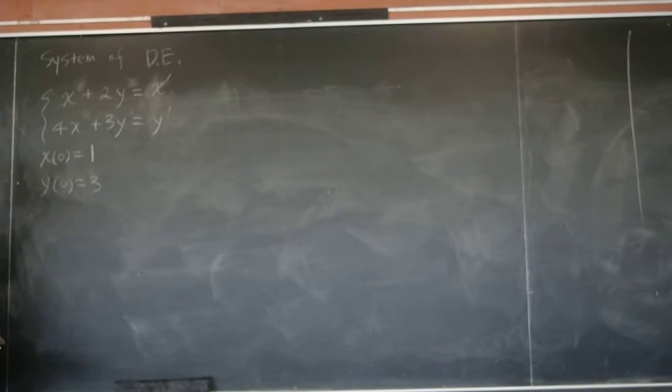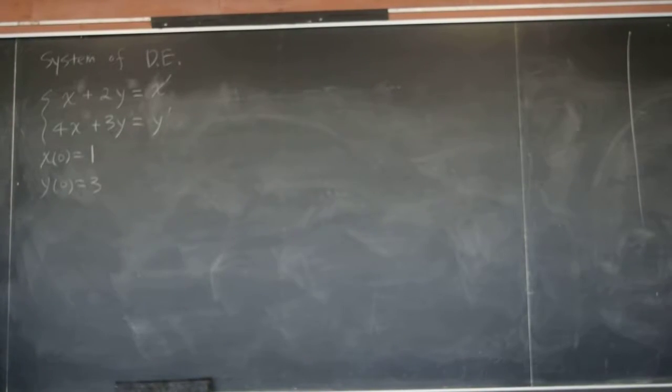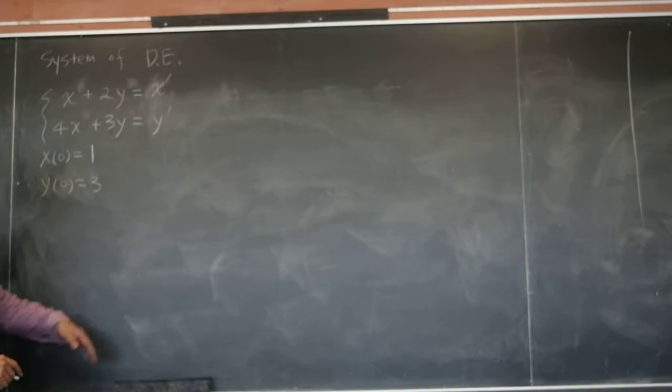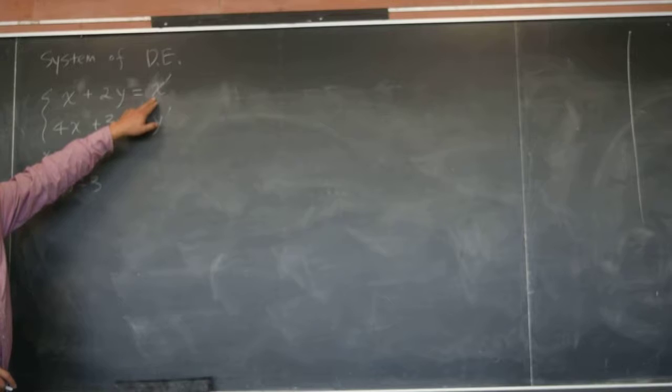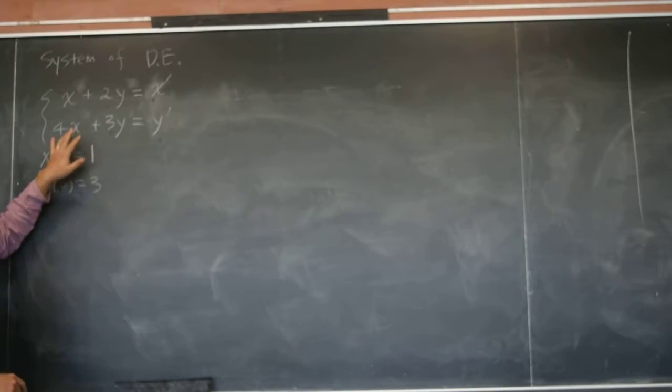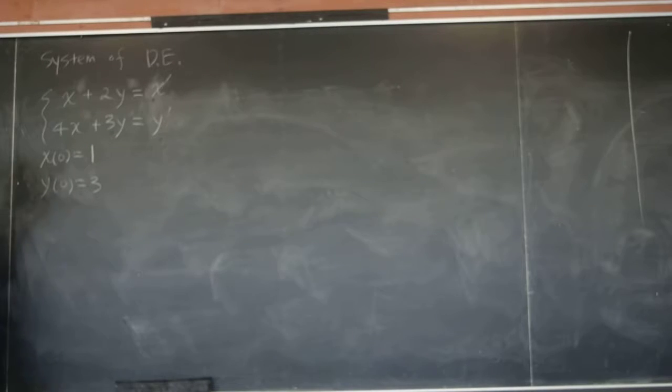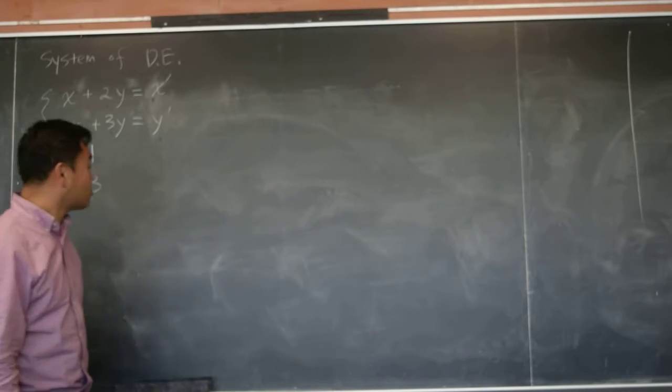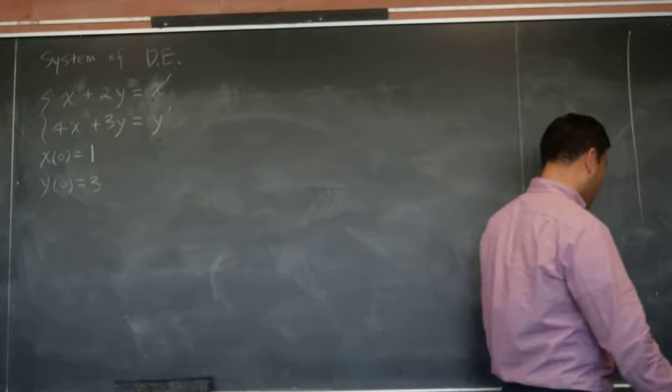Okay, so let's try a system of differential equations. The rate of change of x depends on x plus 2y, and the rate of change of y depends on 4x plus 3y. Where x and y are functions of t, and their initial values are x of 0 is 1 and y of 0 is 3. So let's try to think about what to make of this.